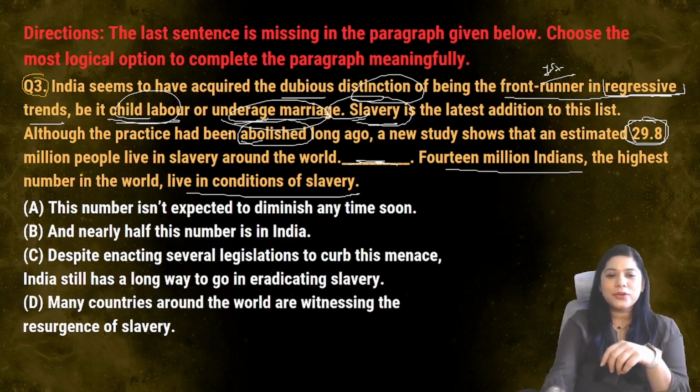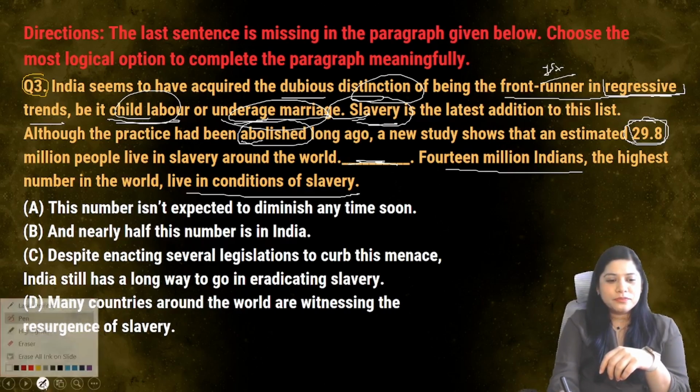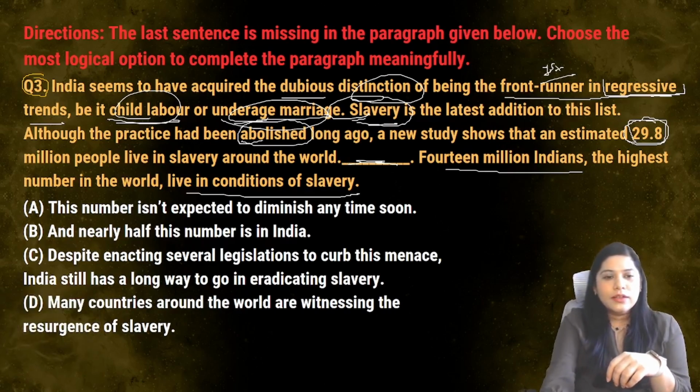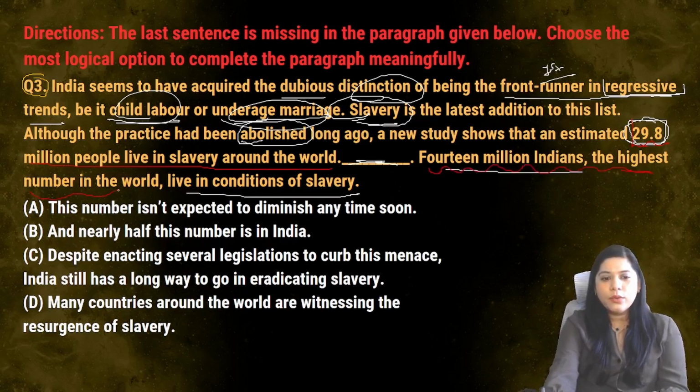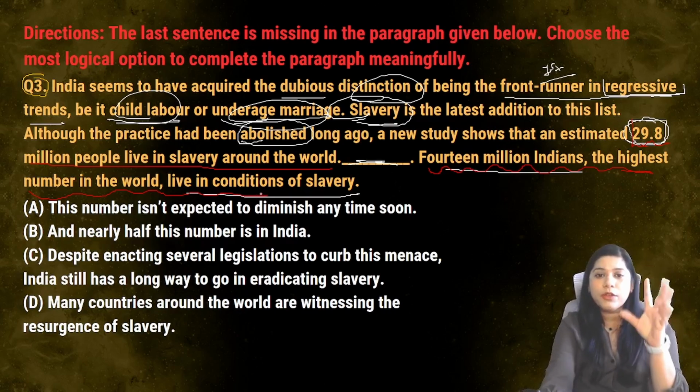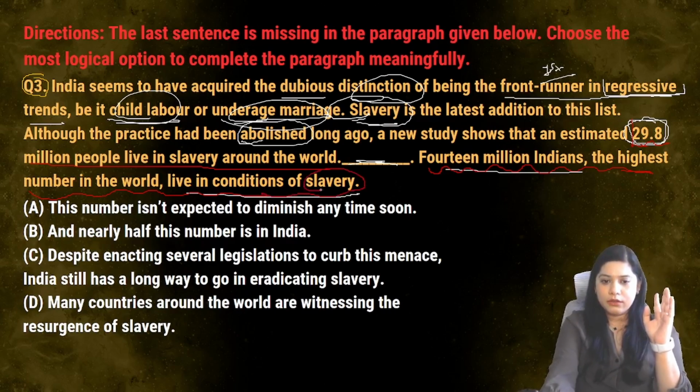But yeah, coming back to the question. We are saying, in the quote just before this, that although the practice had been abolished, slavery is gone, a new study shows that an estimated 29.8 million people are living in slavery around the world. 14 million Indians, the highest number in the world, live in slavery. So about 50% of them are Indians. Okay, so what do you think?